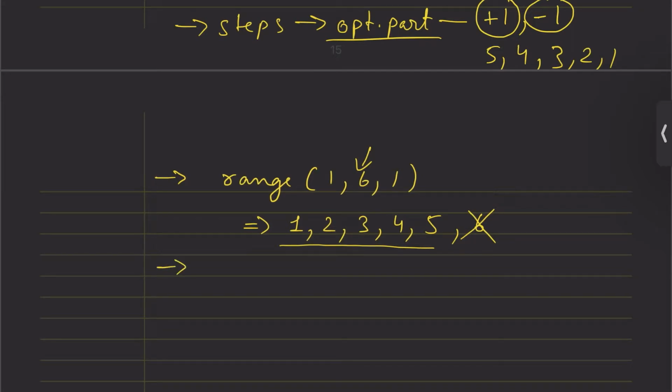Let's take another example. Let's say I write the range function like this: range(1, 10, 2). Here you can see the steps are 2, so after every point, 2 will be added. I'll start the range from 1, so the first number will be 1. Then 2 will be added, so the next number will be 3, and so on till 9.